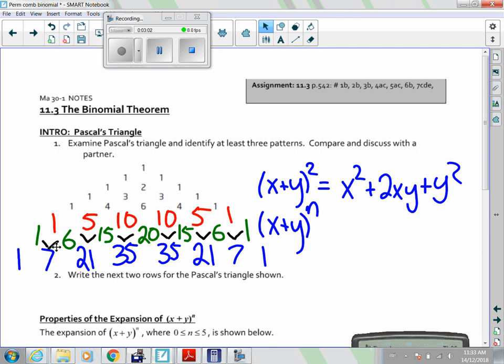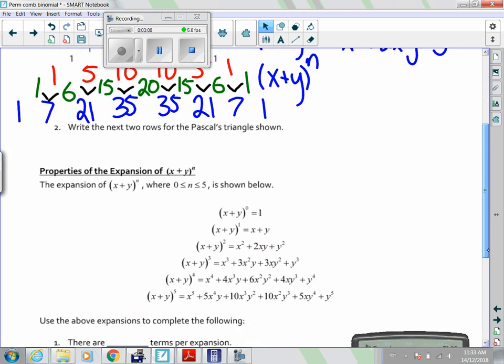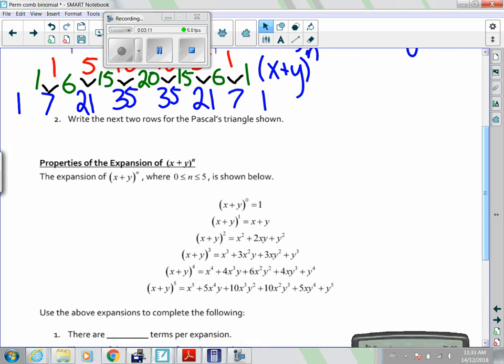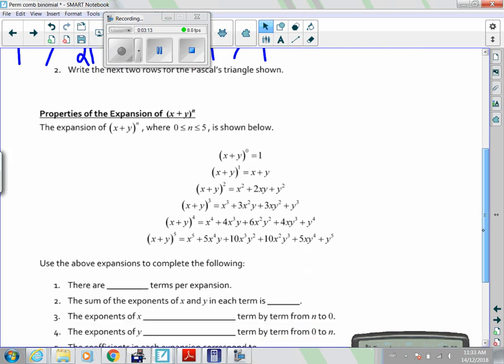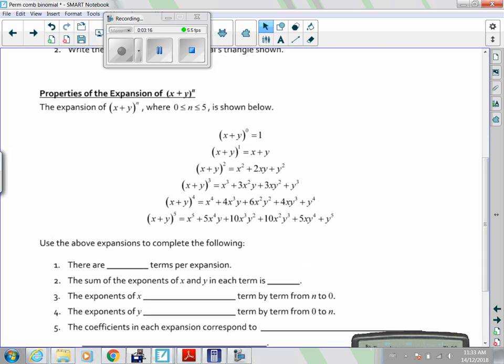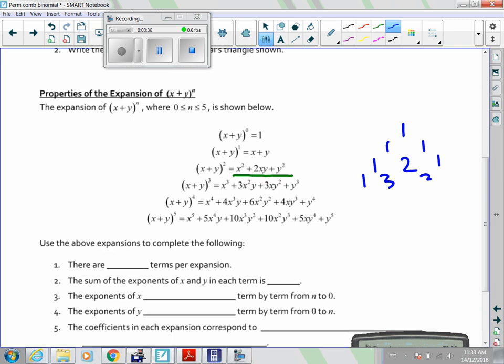Now, the reason that we care about this thing is that it correctly helps us spot the coefficients in the expansion. So if I did (x plus y) to the 0th power, well, anything to the 0th power is just 1. So that's just 1. If it's (x plus y) to the 1, now it's x plus y. (x plus y) squared is x squared plus 2xy plus y squared, and so on and so forth. And again, these numbers exactly match the coefficients 1, 3, 3, 1.